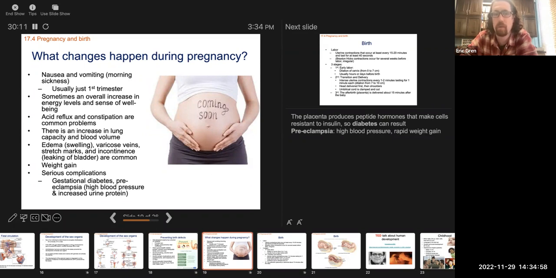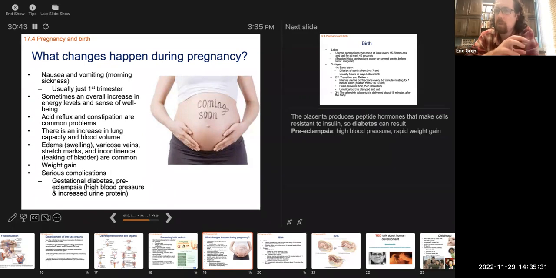There's typically a pretty noticeable weight gain in the mother as well. There are some potentially serious complications that you want to watch out for. My mom, when she was pregnant with some of my siblings, developed what's called gestational diabetes. Gestational diabetes is when a woman who doesn't normally have diabetes develops temporary diabetes during the pregnancy. So that's why we call it gestational diabetes.